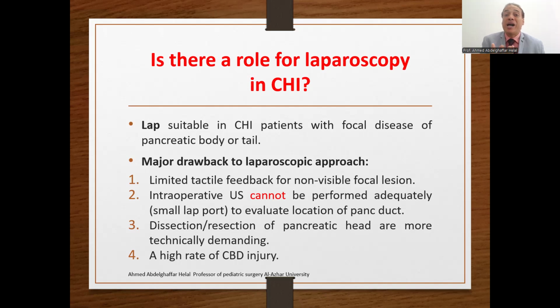Number two, the intraoperative ultrasound, due to the small ports of laparoscopy, cannot be performed adequately to evaluate the location of the pancreatic duct. Number three, dissection and resection of the pancreatic head are more technically challenging, with a high rate of CBD injury. There is some literature describing the use of the laparoscopic approach for head lesions, but actually it may not be a truly head disease, rather a pancreatic body or tail lesion.